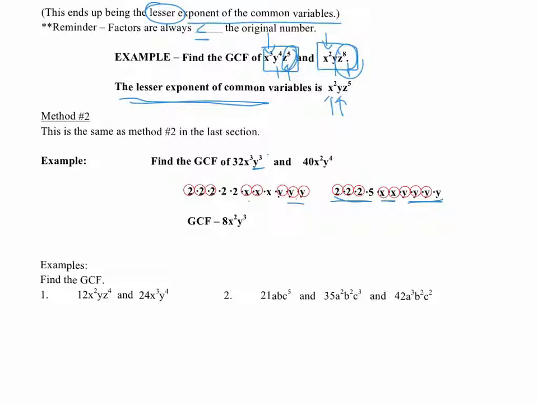And then we multiply what we circled. 2 times 2 is 4 times 2 is 8. And then we circled 2 x's, that's x squared, and we circled 3 y's, that's y cubed. And if we look at method 1, it was just picking the smallest exponent of the common variables, which is 2 for the x, and it's 3 for the y. So let's look at a couple examples together.